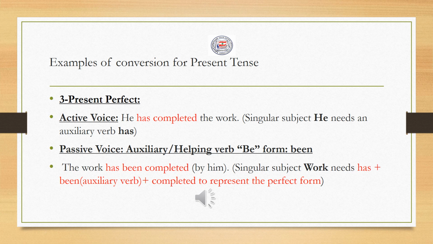First of all, the work in the first sentence is the object, so we take it as the subject in the passive voice. Then we realize that it's used in the singular form, so we keep has as it is. Been is used in order to express the perfect form, and completed is already the past participle, but because it's a regular verb, it takes ed, so there is no change in it. By him is optional because the doer of the action is unknown, so either we say the work has been completed by him or the work has been completed.